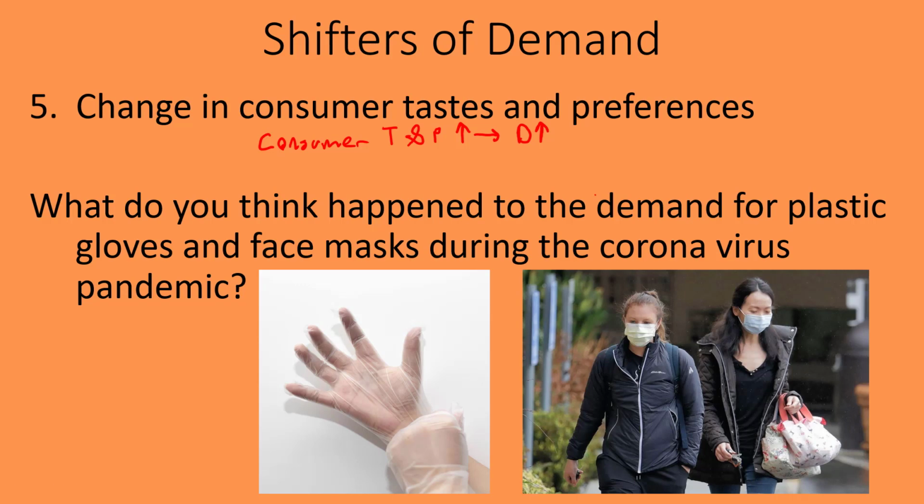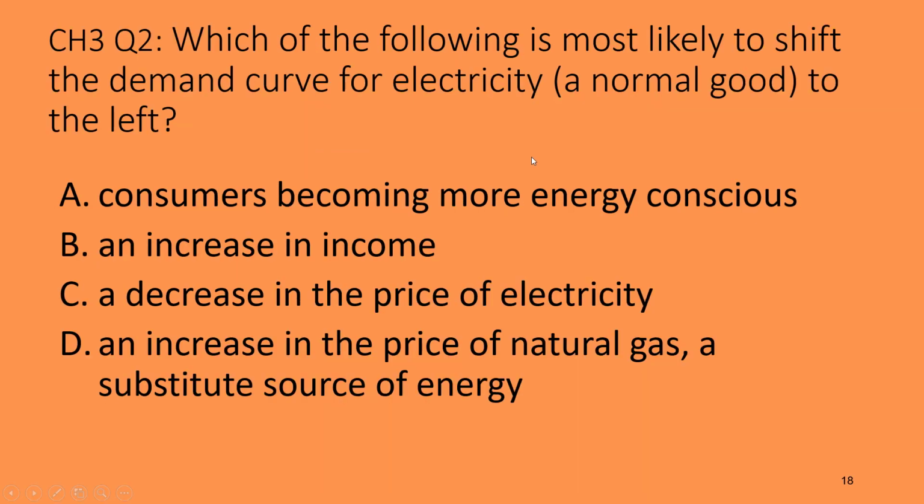So let's go through an example of a question that you might see when it comes to this shifting of demand. It says, which of the following is most likely to shift the demand curve for electricity, which I'm going to define for you as a normal good, to the left? Before you answer this question, remember that we're talking about shifting the demand curve to the left. What we're really talking about is a decrease in demand.